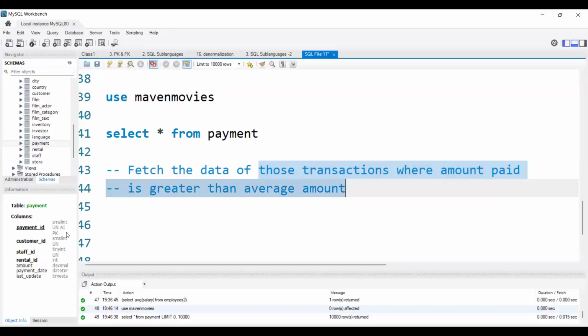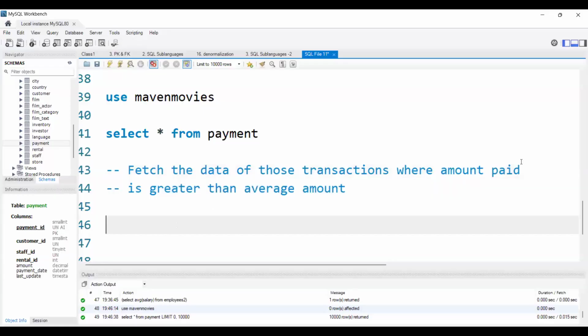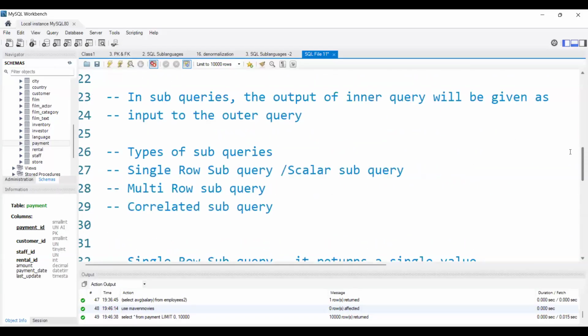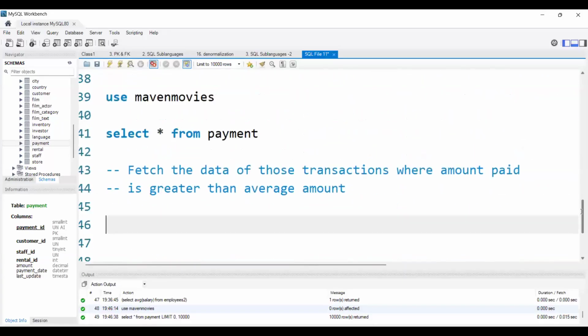See, we have the amount column in the payment table. We have some amounts. Each customer ID paid some amount to, basically, maybe get these movies or films, maybe the DVDs. To get the DVDs, each customer paid some amount. So now I'm saying I want to see all the transaction details from the payment table where the amount paid by the customer is greater than the average amount. Okay, here it is almost the same example which we saw previously. There we used the employees table, here we are using the payment table. Let's try to solve this.